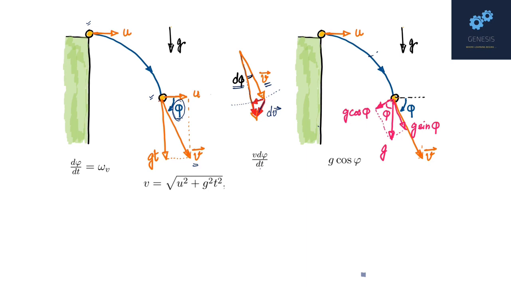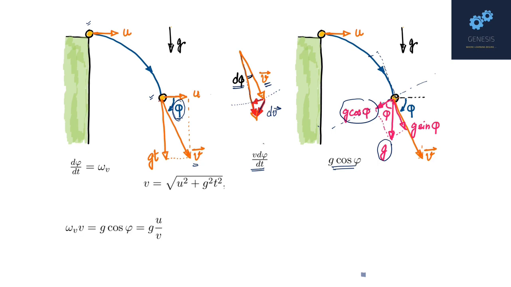To find the normal acceleration, consider this figure. The total acceleration of the stone is constant, which is g, and this is the tangent direction, which is along the velocity, and perpendicular to it is the direction of the normal. What is the component of this total acceleration along the normal? It is g cos phi. So the normal acceleration can be written as g cos phi. The normal acceleration can also be written as v d phi by dt. Therefore, we can equate these two.